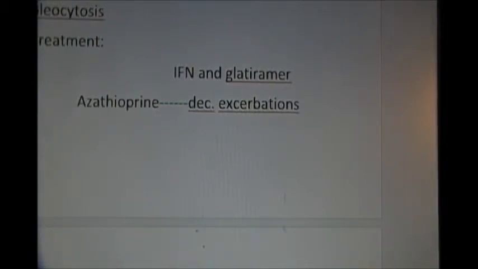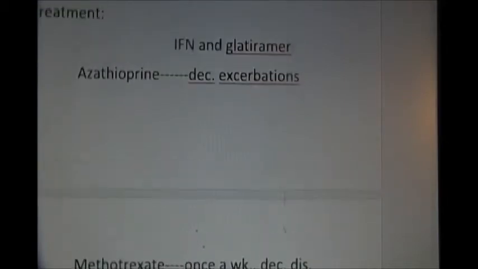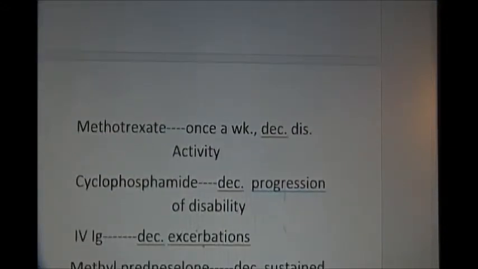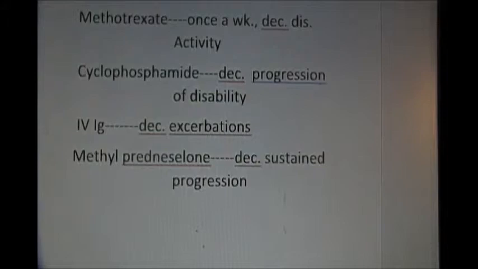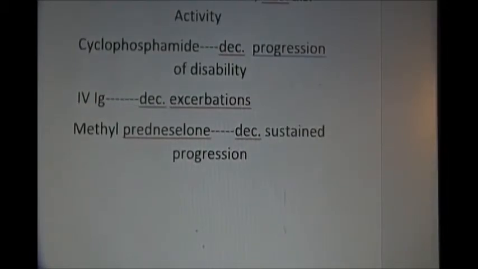What is the treatment for acute attack of multiple sclerosis? Methylprednisolone is given intravenously in an acute attack for 2 days, and after that prednisolone orally. The other drugs used are azathioprine, which decreases the exacerbations. Methotrexate once a week decreases the disease activity. Cyclophosphamide decreases the progression of the disability. IV immunoglobulins also decrease exacerbations. And methylprednisolone, as I already told, decreases the sustained progression.